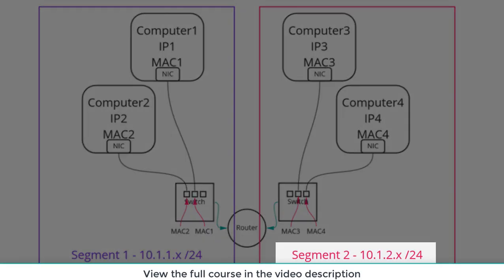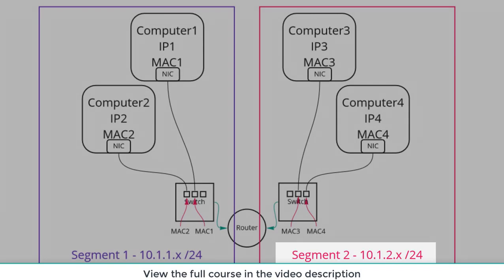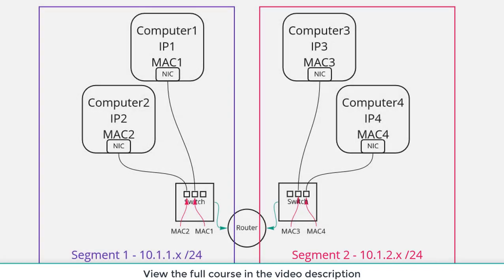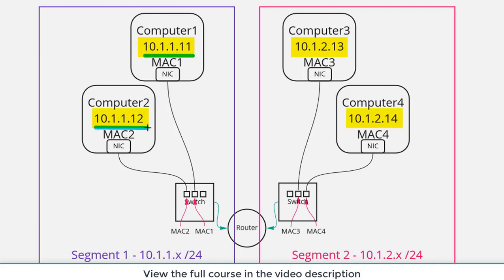On the right-hand side, we have a different Ethernet segment, segment 2, which is 10.1.2.x. And so the computers in each of these segments will have IP addresses that exist within their respective subnets. And so now you can see I've updated my diagram a little bit. Instead of just calling these addresses IP1 and IP2 and IP3 and IP4, I've actually assigned IP addresses to each of these machines, and those IP addresses exist within their respective subnets.